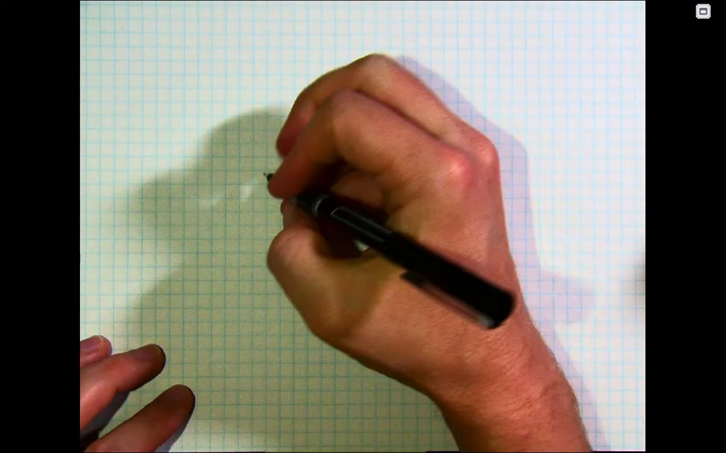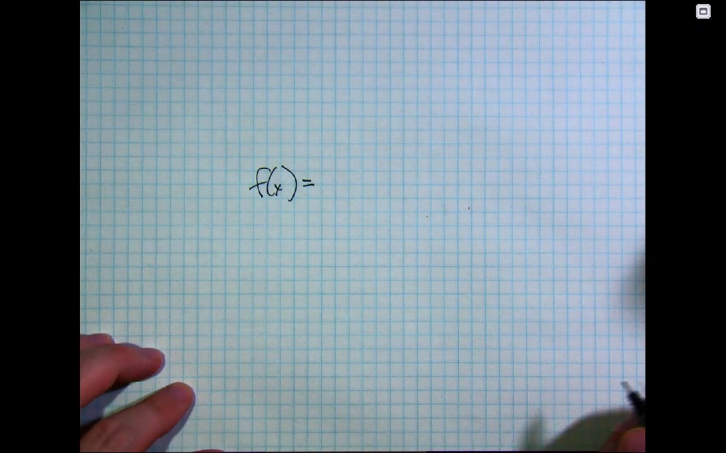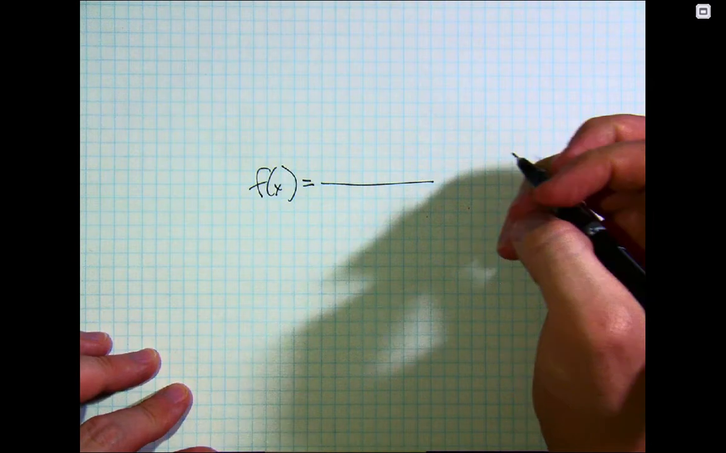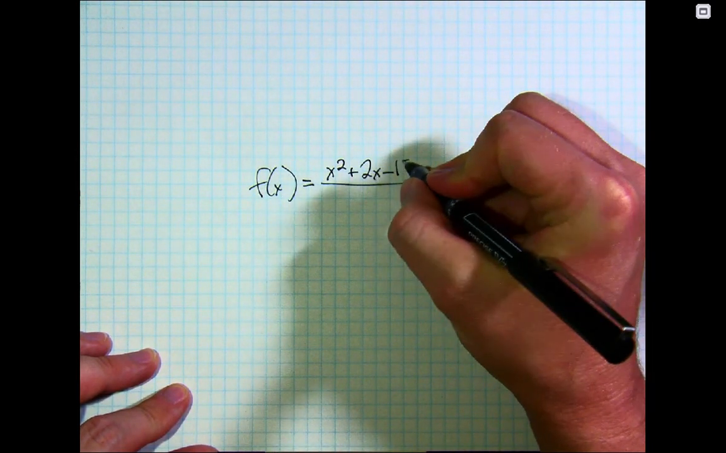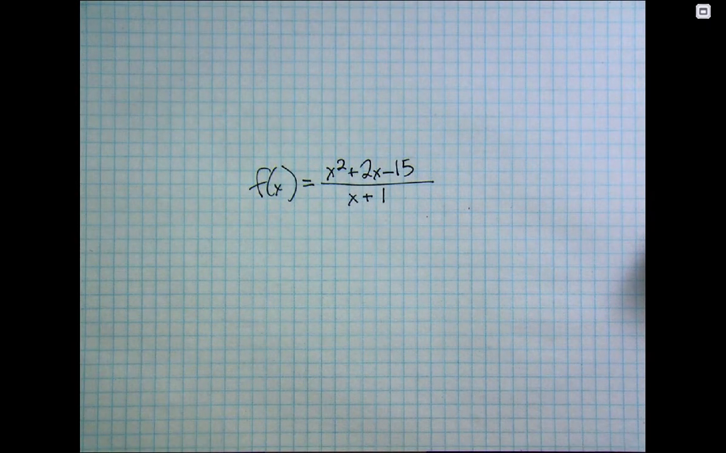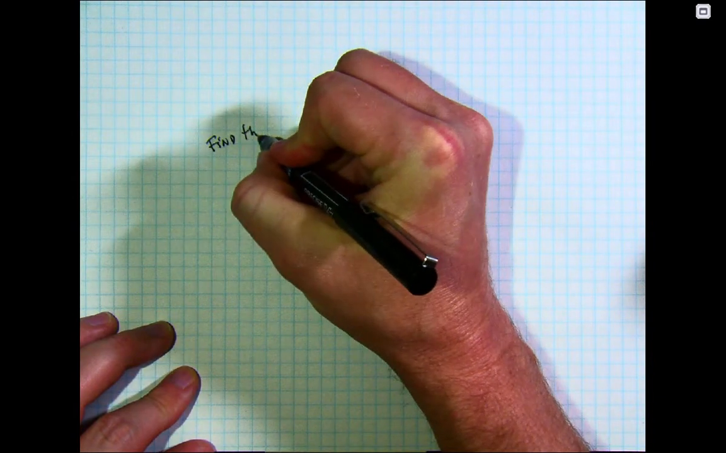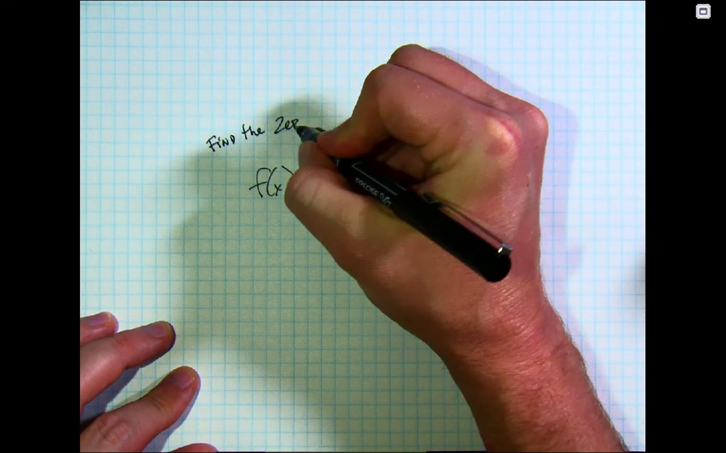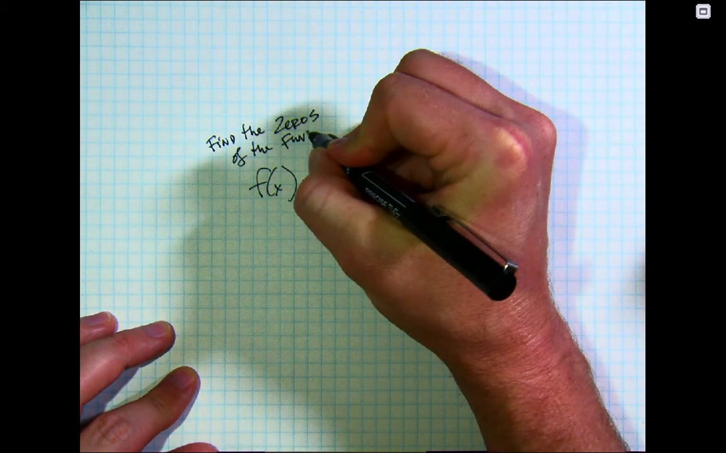All right, I got another problem for you here. This time, I'm going to give you a function. It's going to be a rational function. X squared plus 2x minus 15 over x plus 1. And here's what I want you to do with this. I want you to find the zeros of the function.